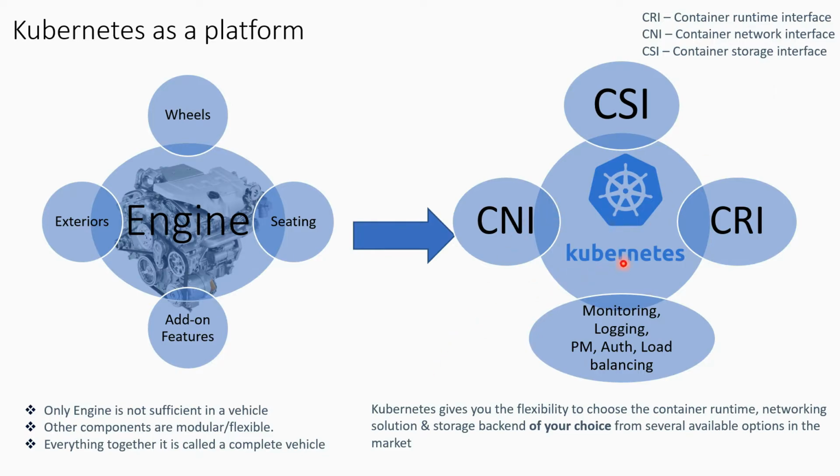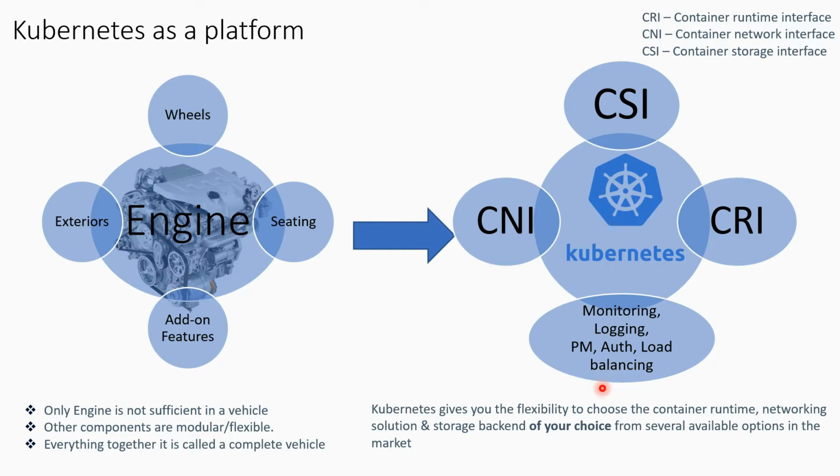Just like in the case of a vehicle, you can attach exteriors, wheels, seating, and other features with the engine and make a complete vehicle. Here, Kubernetes gives you the flexibility to choose the CRI, the CNI, and the CSI of your choice from several available options in the market. Along with these three components, there are some other add-on features that should be used, like monitoring solutions, logging solution, performance, authorization, load balancing.